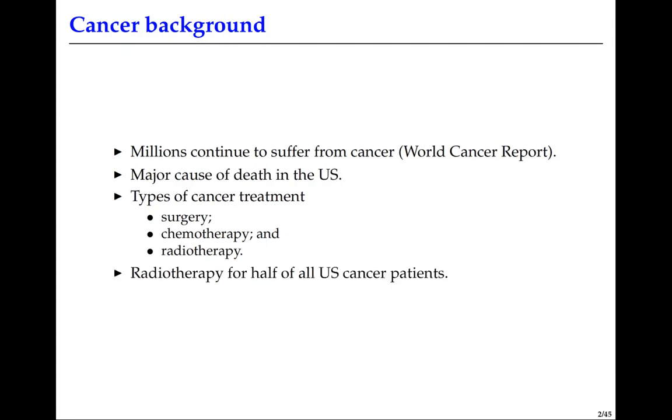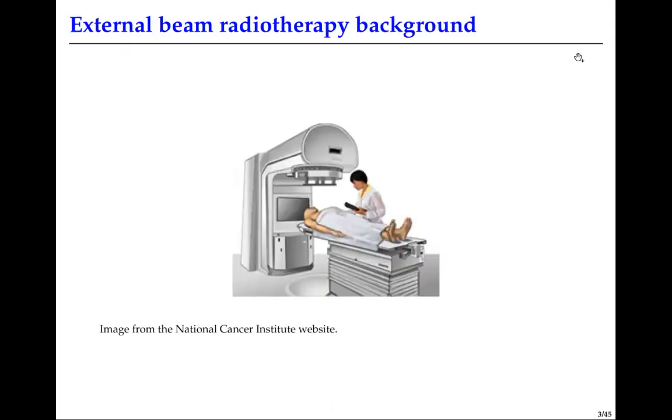Radiotherapy is administered in one form or another to about half of all US cancer patients. And the tutorial in particular focuses on external beam radiotherapy. So let us look at some background on external beam radiotherapy. This image taken from the National Cancer Institute website shows that the patient is here on the couch and radiation is delivered from this machine. Radiation emerges from this part of the machine and passes through the patient's body. The goal is to kill the tumor in the patient's body using that radiation.